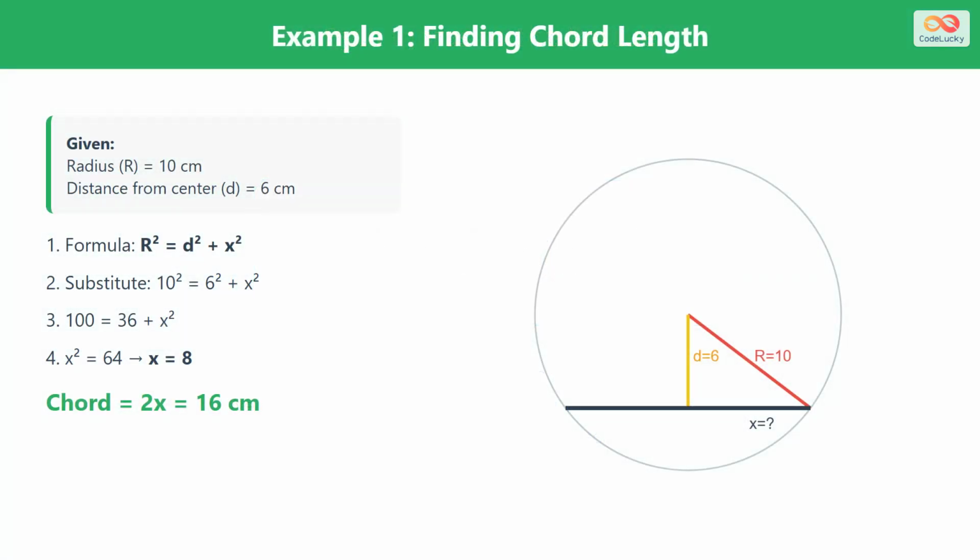Let's try a problem. We have a circle with a radius of 10 and the chord is 6 units away from the center. Plugging these into our formula, we find that half the chord is 8, so the full chord length is 16.